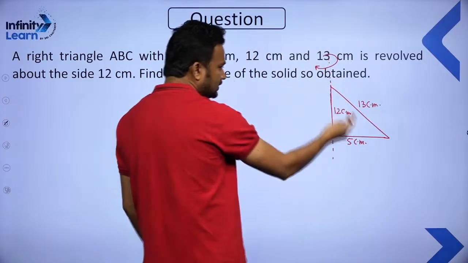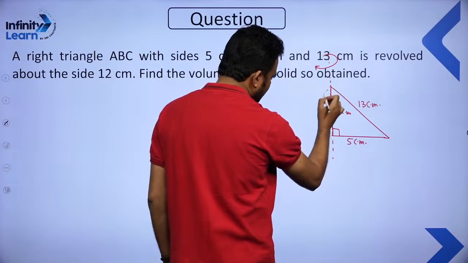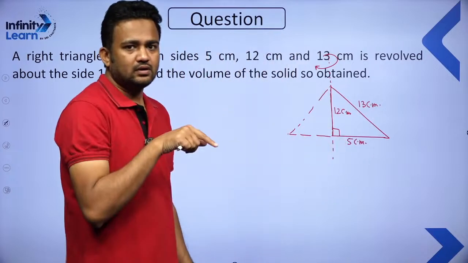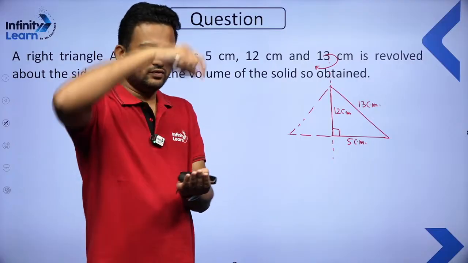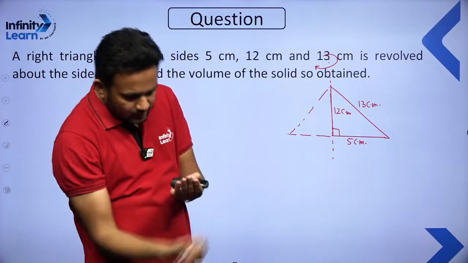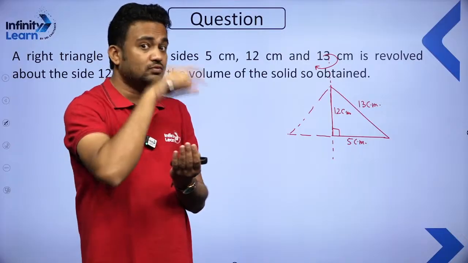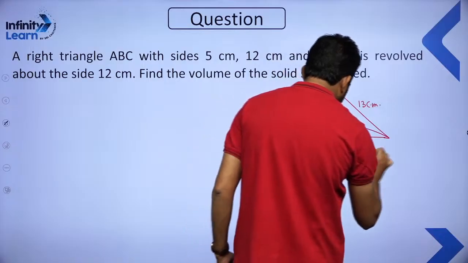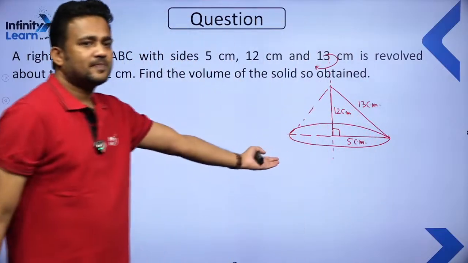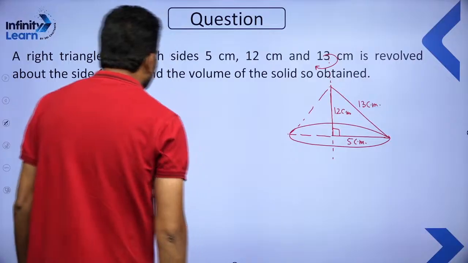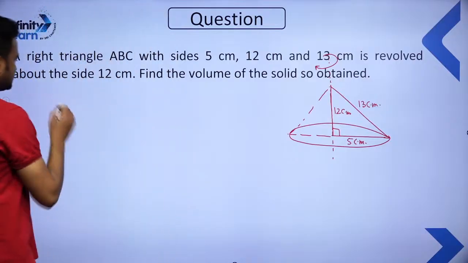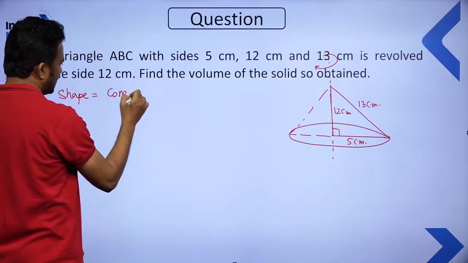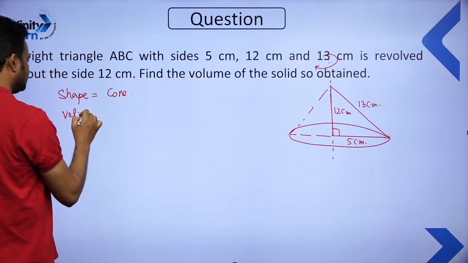If we revolve this, this part will be visible over here. And because of revolving, what will be the bottom view? If you revolve anything and look from the bottom, then you will get a circular view. So in the bottom we will get a circle like this. So what is the shape? This is a cone. First of all you have to find the shape, so the shape will be a cone. And how to find the volume of a cone?